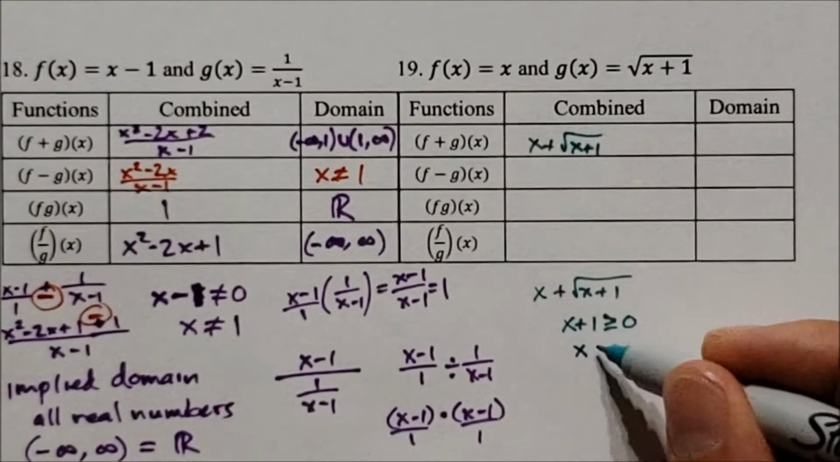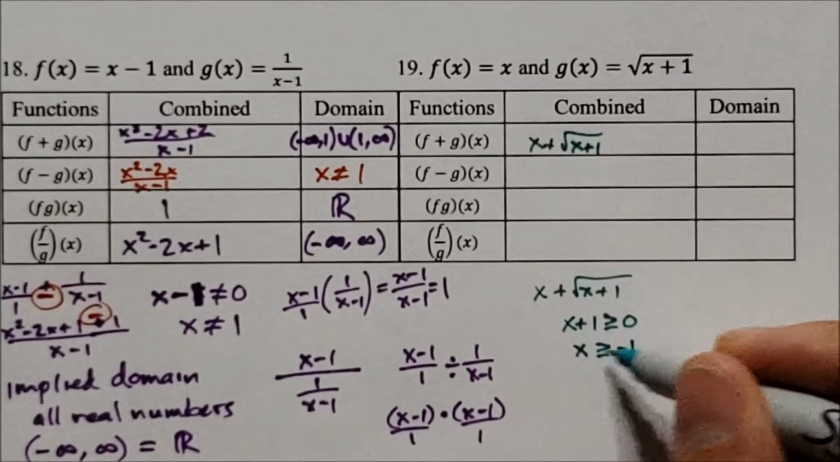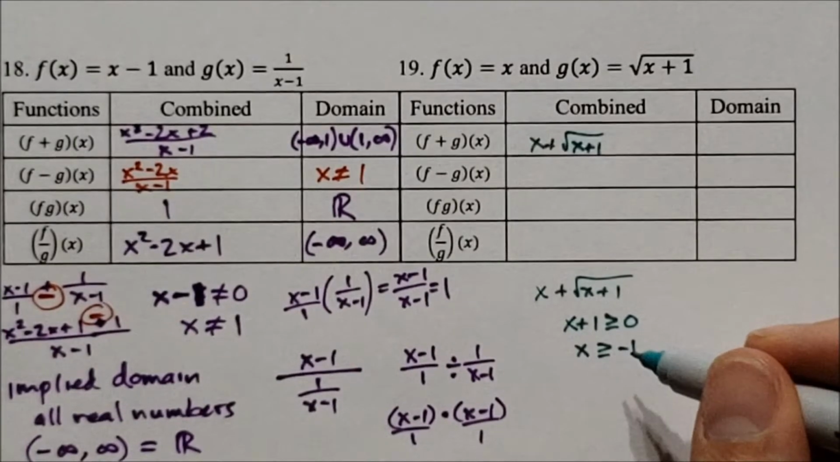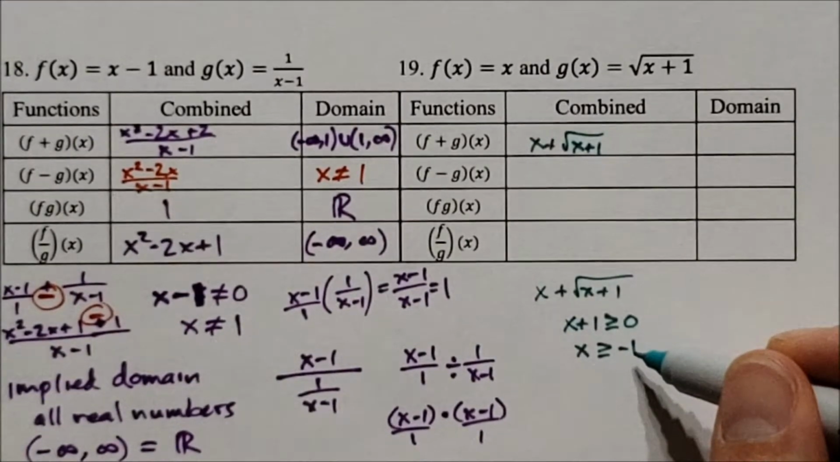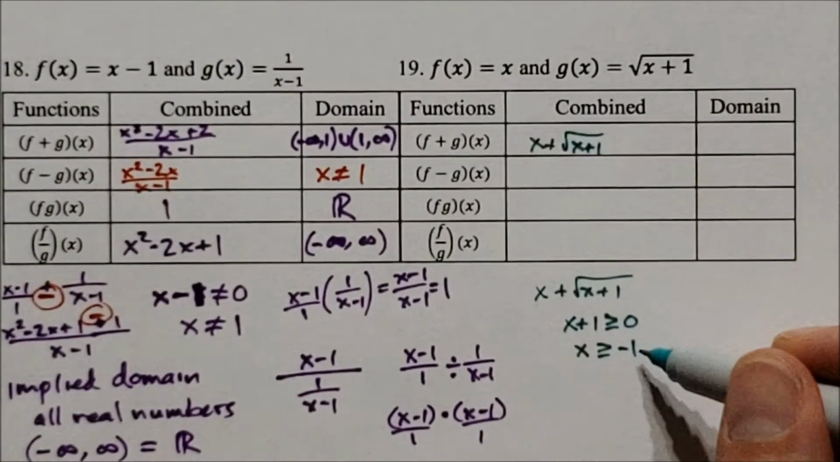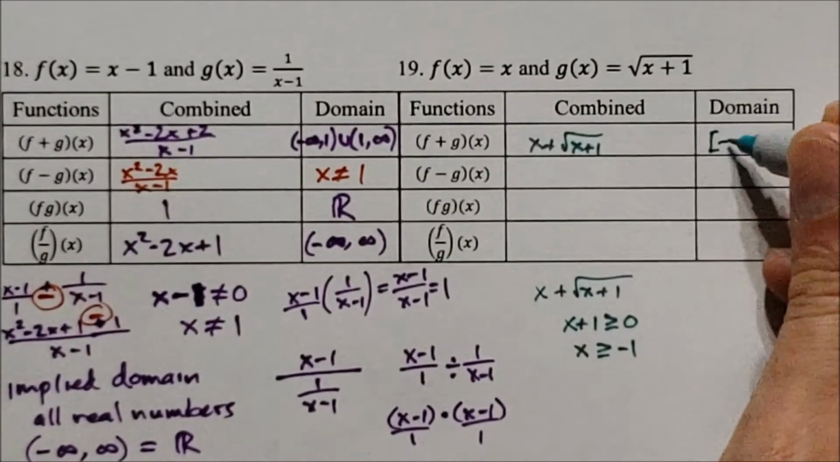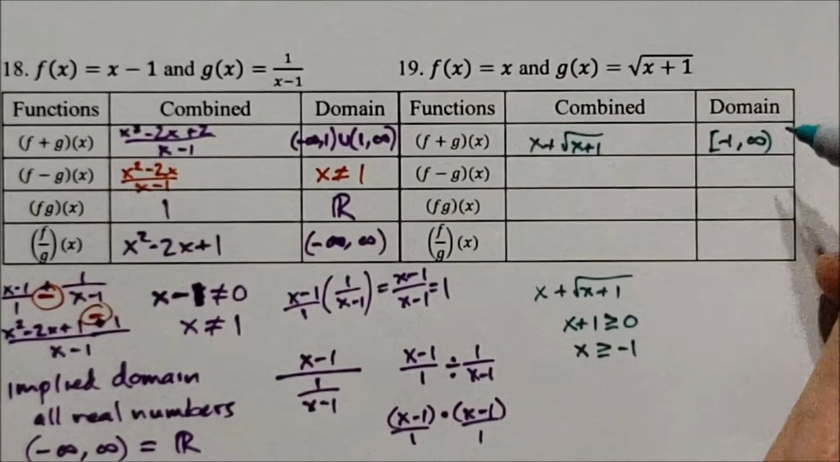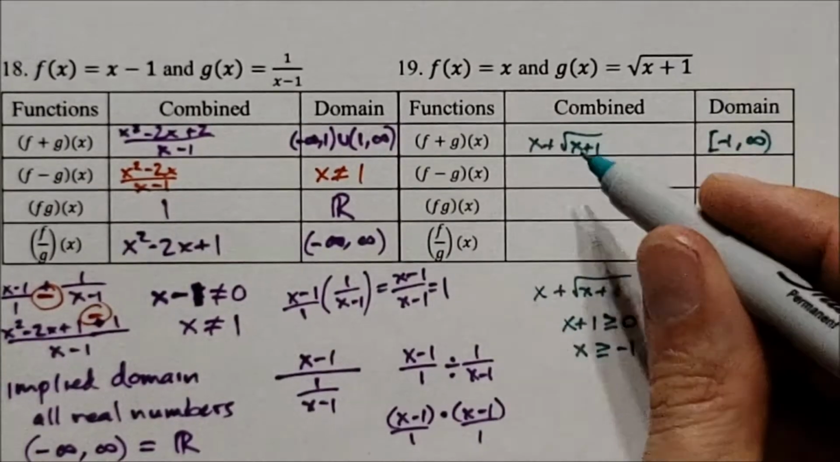Subtracting 1 from both sides, we have x is greater than or equal to negative 1. So that's our domain restriction. Now it's all real numbers with the exception of anything that is less than negative 1. So we can include negative 1 and go up to positive infinity. That's one way to write the domain on this.